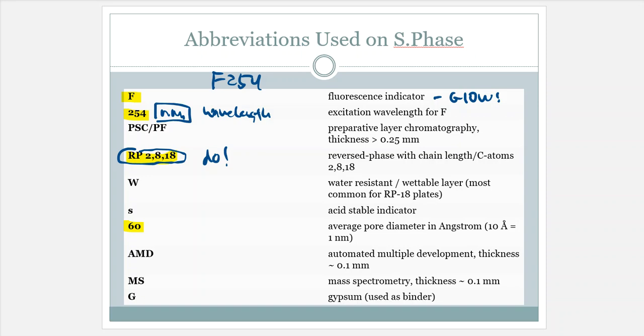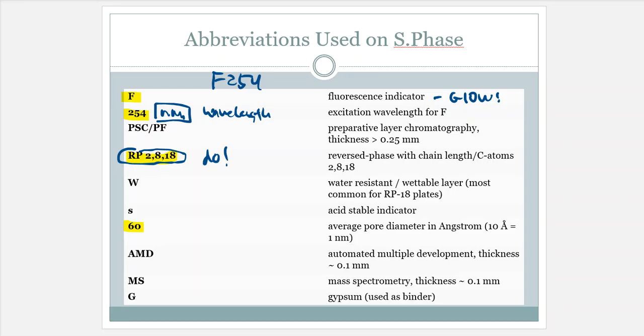If it is not silica, you will see RP, and then there'll be a number. 2, 8, or 18 are the most common. And now you know what those numbers mean. Those are, flip it and reverse it, Missy. Those are the reverse phase types of stationary phase that we can use because we want a non-polar plate. We don't want a polar plate for the analysis.